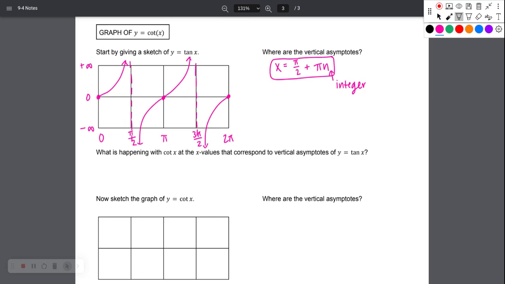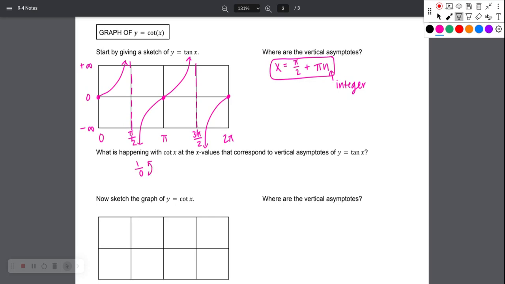But kind of a foreshadowing question. So what's going to happen with cotangent at the x values where I have vertical asymptotes on tangent? Well, if I have a vertical asymptote somewhere, that must have come from dividing by 0, right? For tangent, any place that we had a vertical asymptote, that's because we had like 1 divided by 0 or like -1 divided by 0, right? That's what created the vertical asymptote.